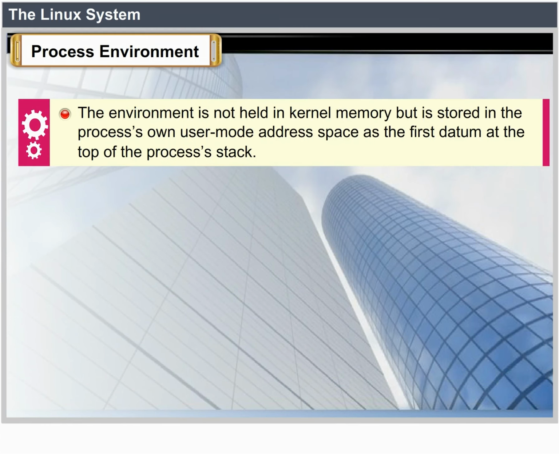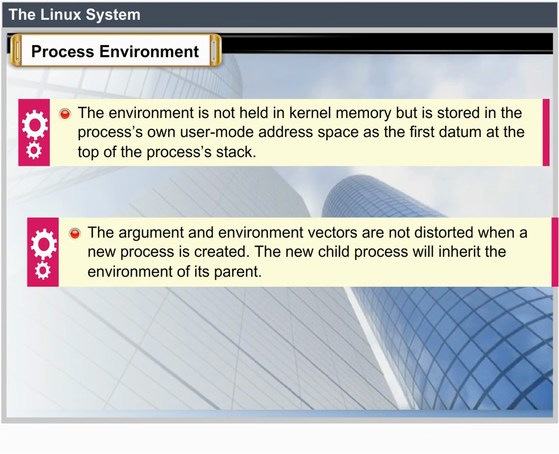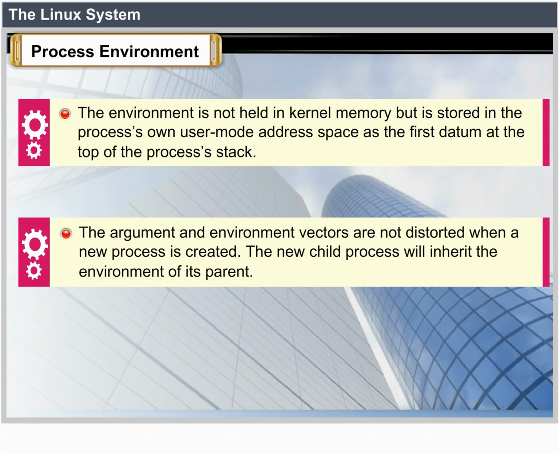The environment is not held in kernel memory, but is stored in the process's own user mode address space as the first datum at the top of the process's stack. The argument and environment vectors are not altered when a new process is created. The new child process will inherit the environment of its parent.